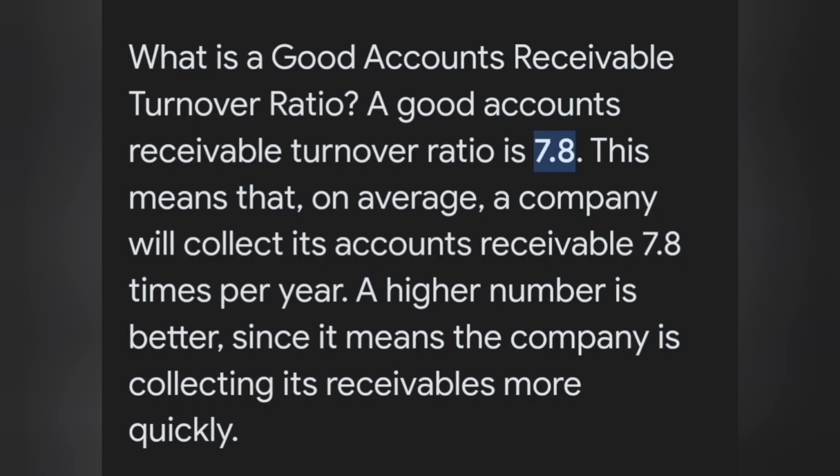What is a good accounts receivable turnover ratio? According to the University of Google, a good accounts receivable turnover ratio is 7.8, or 7.8 times a year that collection of receivables happens. In days, it is approximately every 47 days.